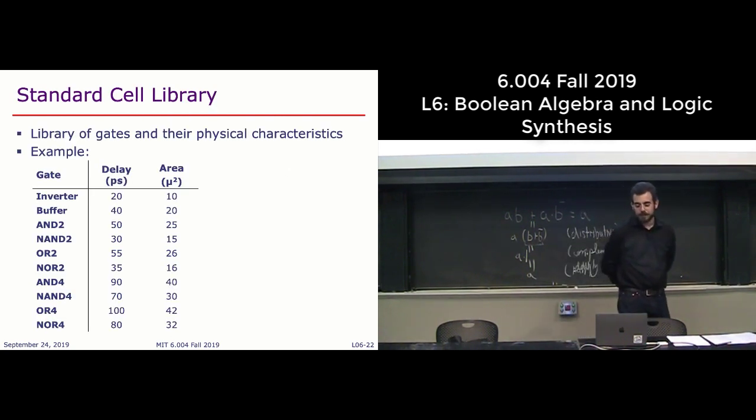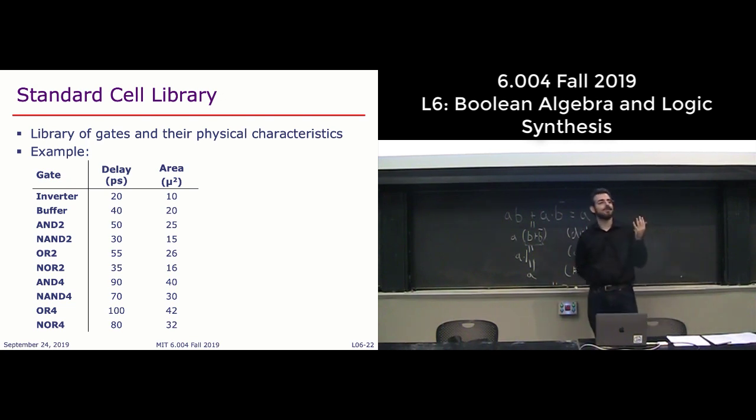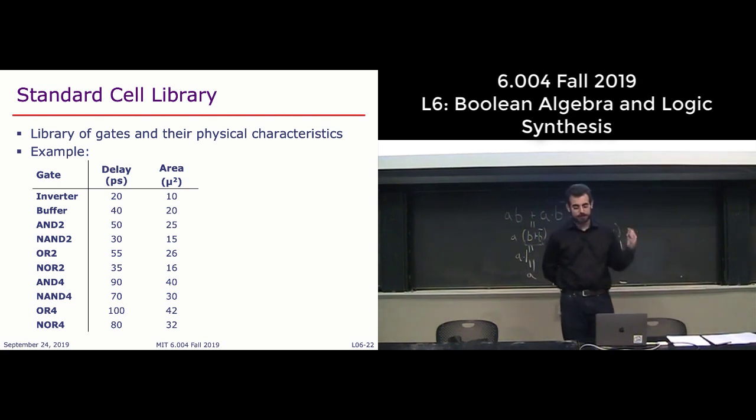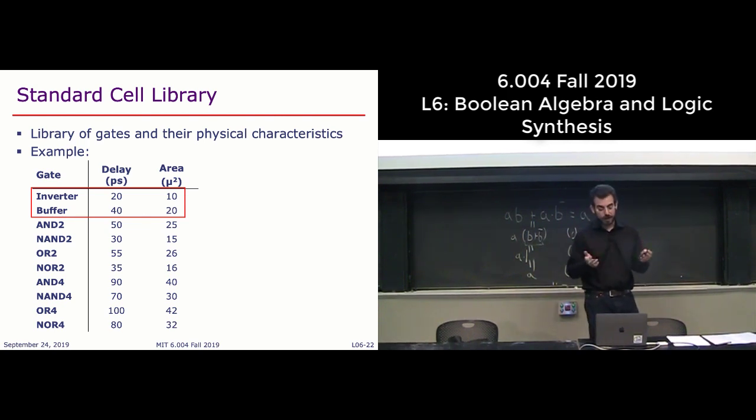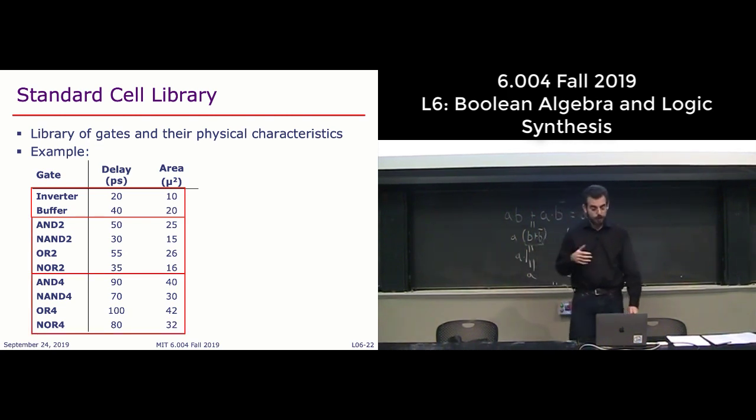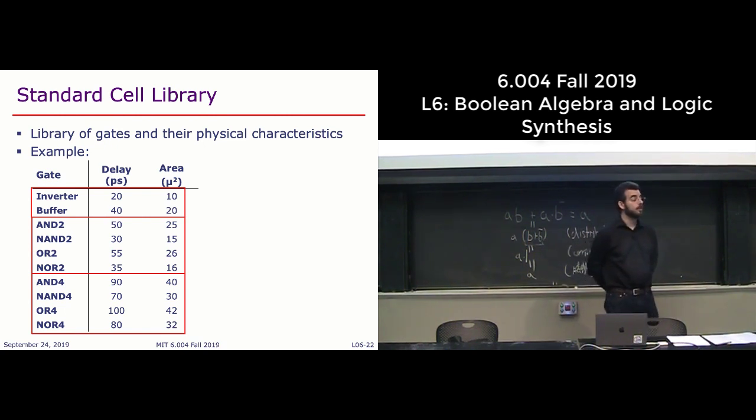If you look at a standard cell library, when you want to build your circuit, you'll go to some circuit manufacturer, for example TSMC, and they'll tell you, here's the list of different gates that we have, and here are their characteristics. This is a very simplified example where you have things like inverters and buffers, and each of them takes a certain area in your chip and has a certain amount of propagation delay. There are 2-input AND and OR gates, NAND and NOR gates, and then 4-input AND, NAND, or NOR gates.